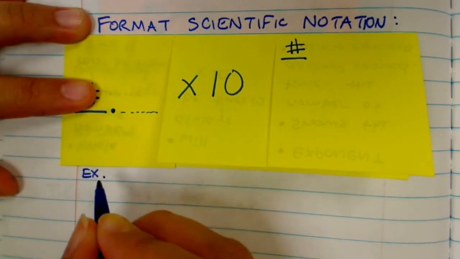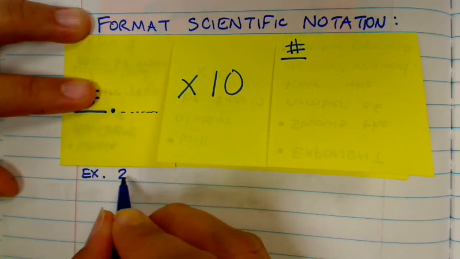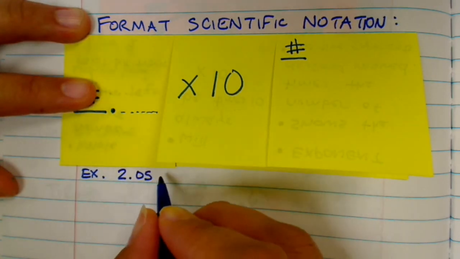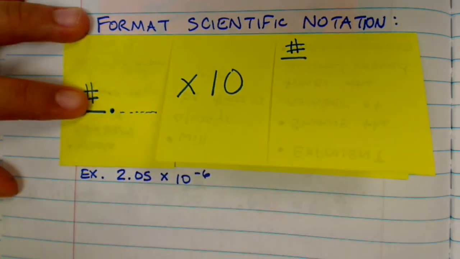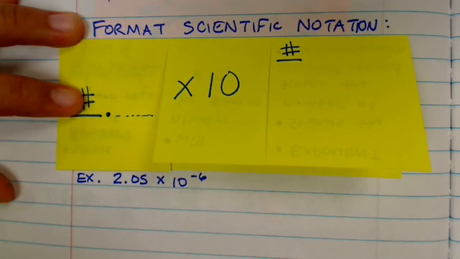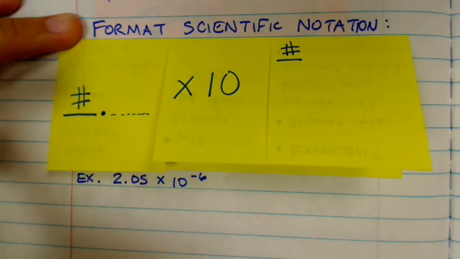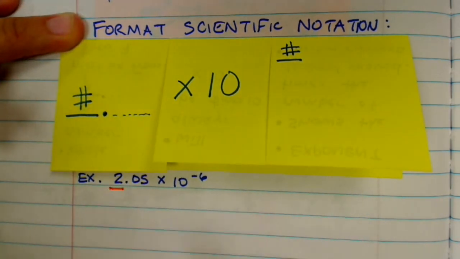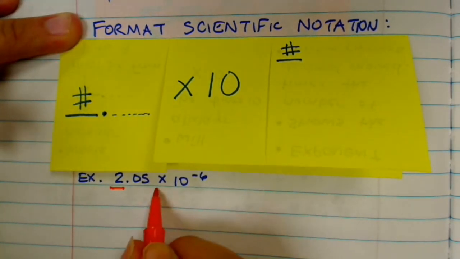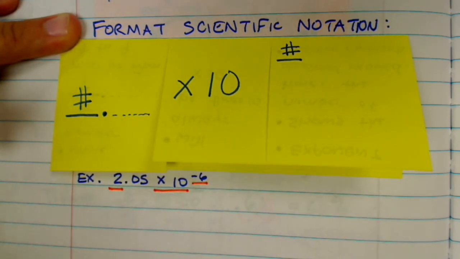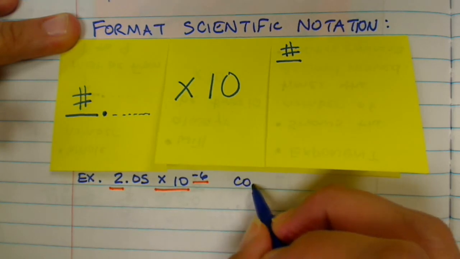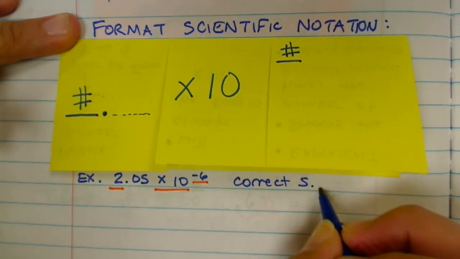All right, so for example, let's say I give you 2.05 times 10 to the negative 6. Is this number in scientific notation? Well, is there one digit to the left of the decimal? Is it times 10? Does it have an exponent? In this case, all three are met, so this is correct scientific notation.